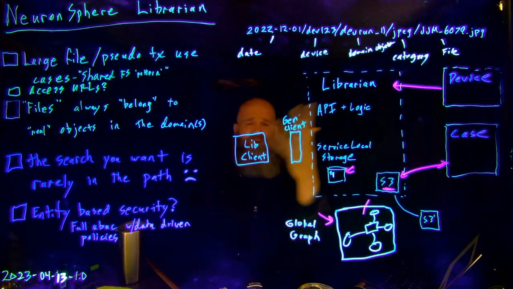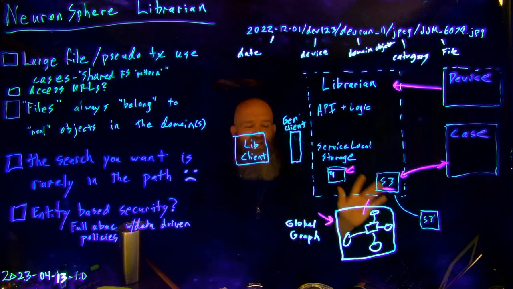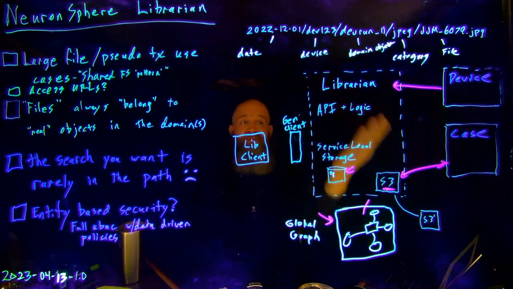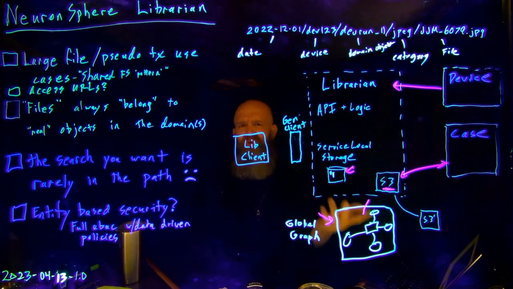So the search you want is rarely in the path. Kate's got a bunch of searches. Now, I talked through a lot of this because this is an API. There's not a huge user interface to it.